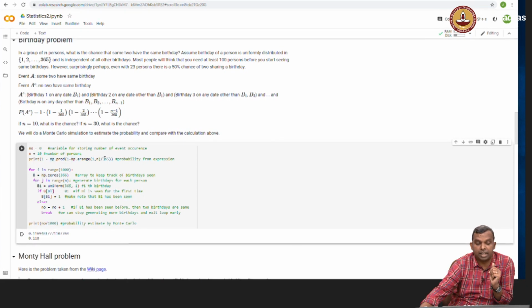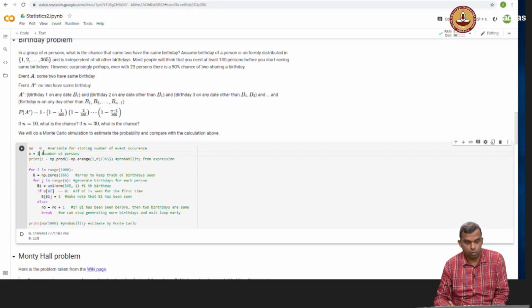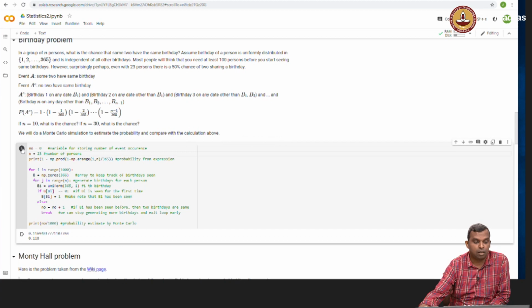Okay. So the theoretical calculation that we did and the Monte Carlo experiment that we're doing give you the same value. So this number by 1000 and the theoretical calculation give you roughly the same value. You can change this number. For instance, if you make this 23, you will get my promised 50%. So you see the theoretical calculation is 50%. Monte Carlo sure enough gives you 0.523. You can repeat it if you like.